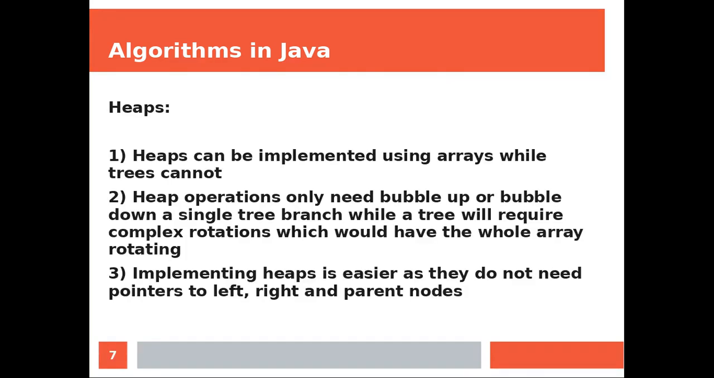Let's have a look at some of the differences between heaps and trees. Those are going to become very clear after you have a look at the practical example. So heaps can be implemented using arrays while trees cannot. And let's see why. Heap operations only need bubble up or bubble down a single tree branch, while a tree will require complex rotations, which would have the whole array rotating. So, implementing heaps is easier as they do not need pointers to left, right, and parent nodes.